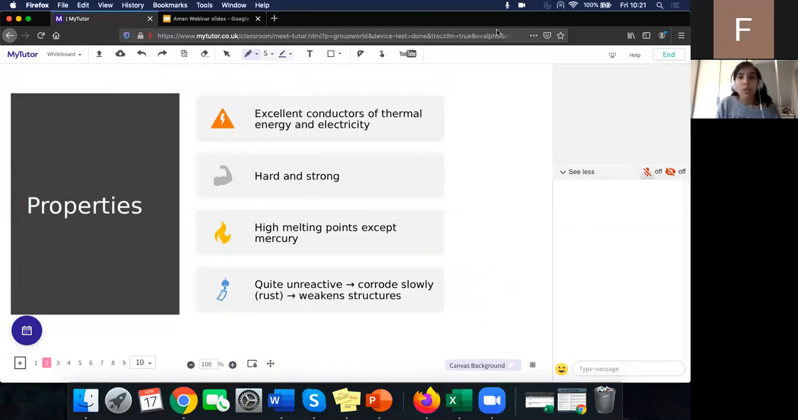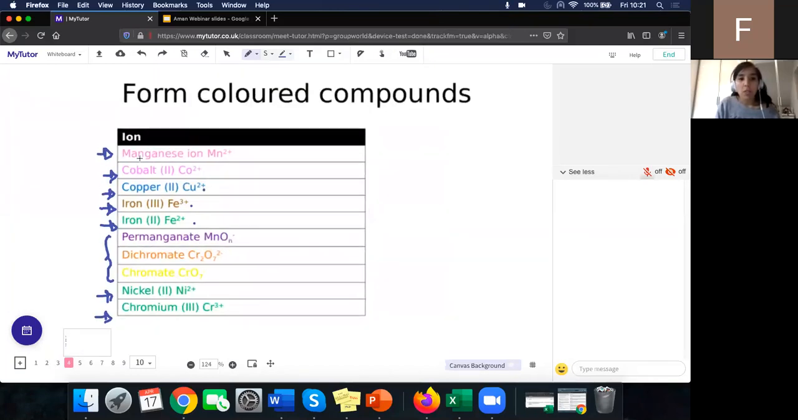Colored compounds are the transition metals. They form colored compounds, and it's to do with their electron shells and the losing of electrons. You don't need to know why, but essentially they all form different colored compounds. And the ones with blue arrows are the ones that you need to know. And I've done them in the colors that they form. Okay, let's go on to exam questions.